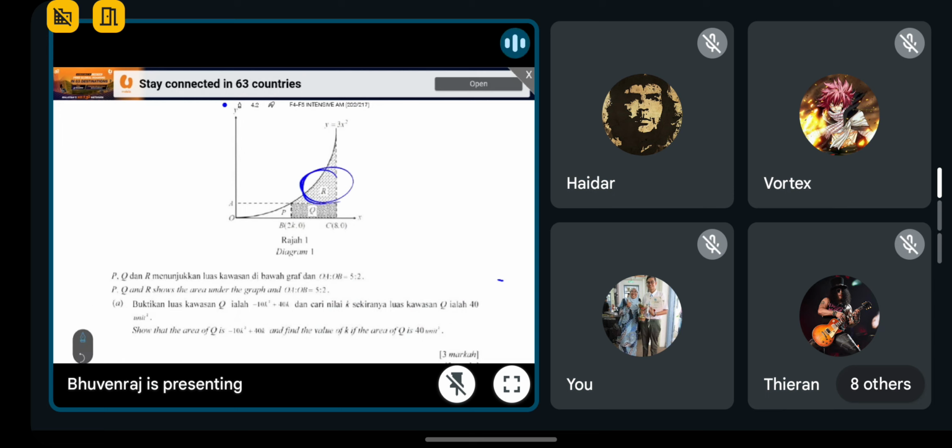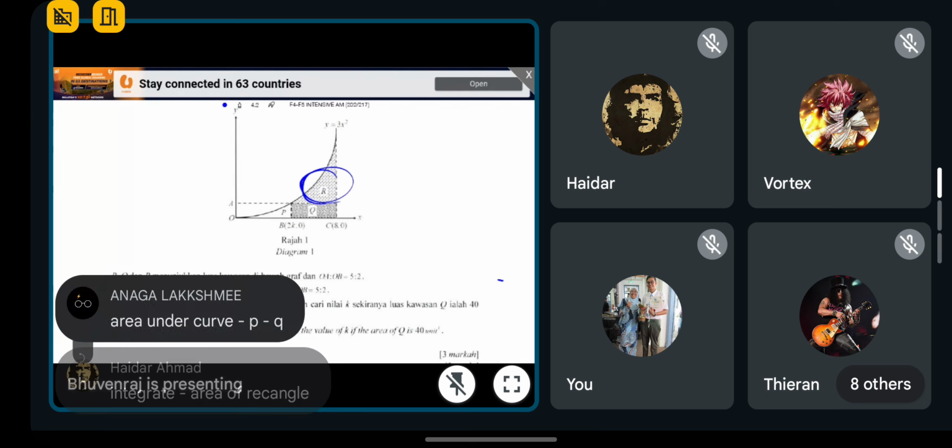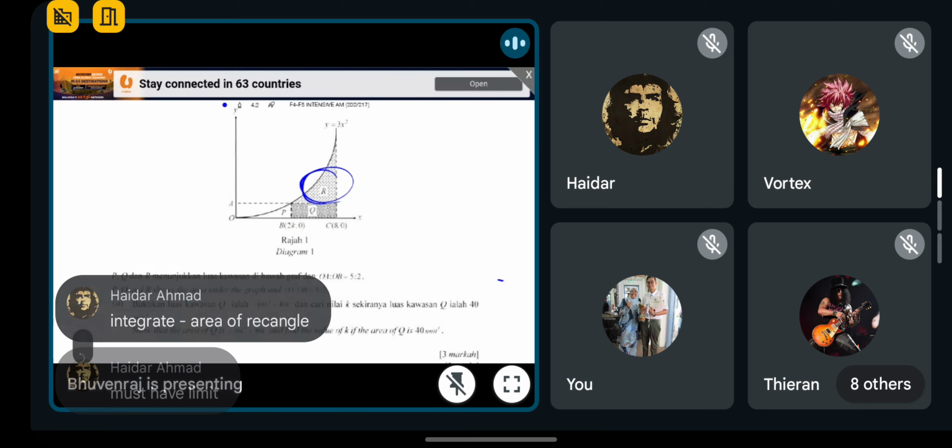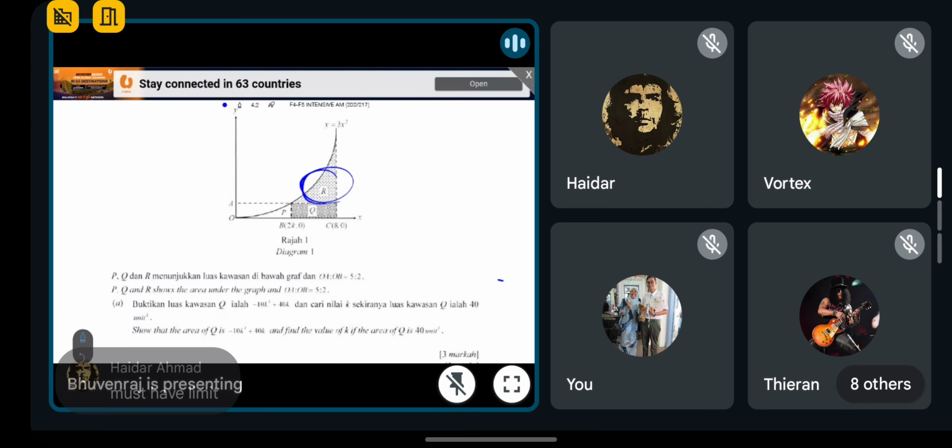Now we want to find this area. So how to calculate R area? Yes, integrate the curve minus area of rectangle. Okay, correct. Yeah, must have limit. But you already have your limit over here. This one is 8. You substitute k is 2, you will get this coordinate as 4. Kena gantikan jawapan kamu kat A ke dalam coordinate kat A. You have to substitute the value.